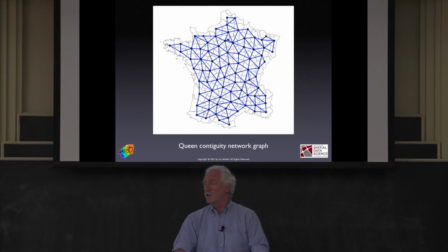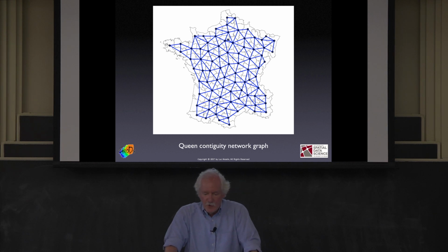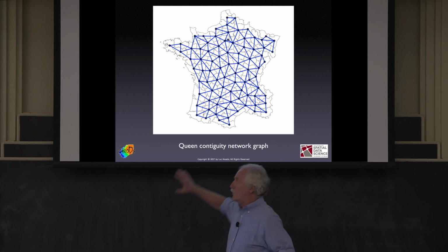We have the contiguity. So this is for the French departments, the network, the graph that shows for each location, each node in the network is a dot. And then the blue lines are the edges in the network. Formally, that's what it's called. And they connect two dots that are contiguous, spatially contiguous. So this is the weight structure.